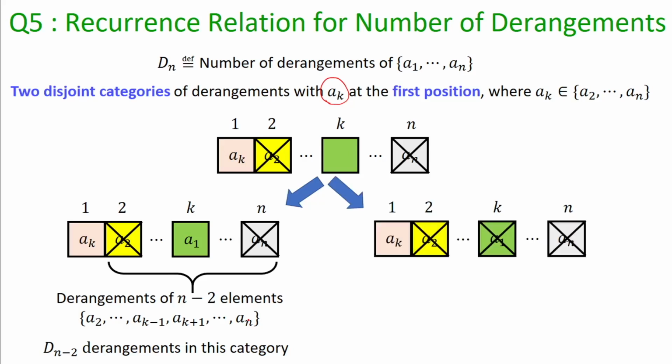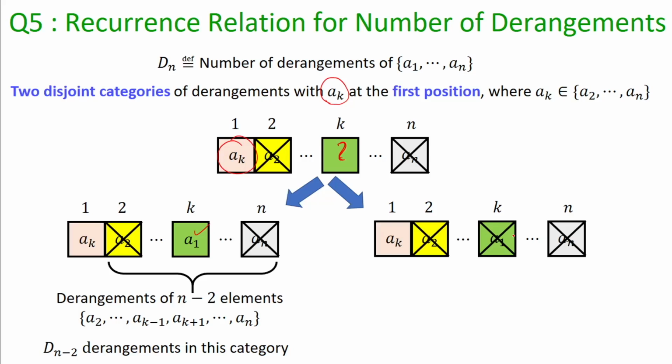The second category of derangements with ak occurring at the first position is the following. You don't allow the element a1 at the kth position. That means element a1 can take any other position. Of course, it can't take the first position because there you have already put the element ak, and you are not allowing a1 at the kth position either in this second category. So these are the only two categories. Having reserved the first position for element ak, you have two categories of derangements possible: one where at the kth position you are allowing a1, and another where you are not allowing a1 at the kth position.